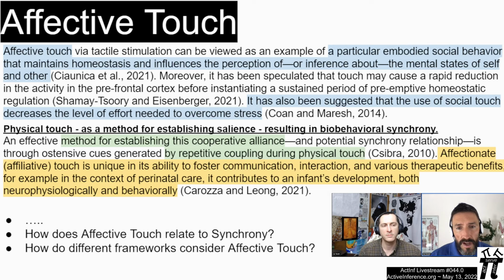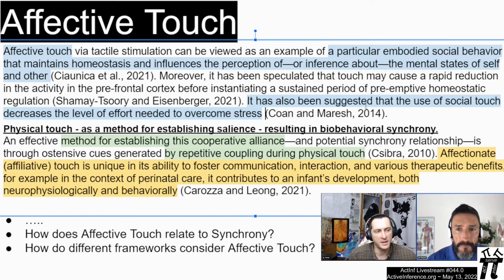The part that really stood out to me is social touch decreasing the level of effort needed to overcome stress. Like a pat on the back, which is just one encultured touch that maybe in a different culture or different setting wouldn't be supportive. There's effort needed to overcome some stress, and then there's a pat on the back, literally or figuratively. And then it's less stressful to bring the effort to do this. And that is not a punch. Like you said, that would affect touch.